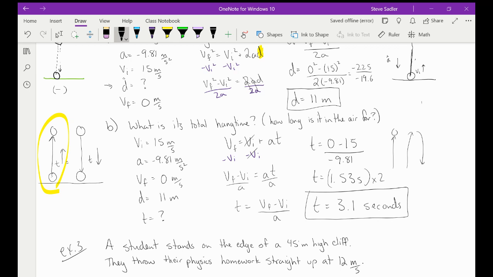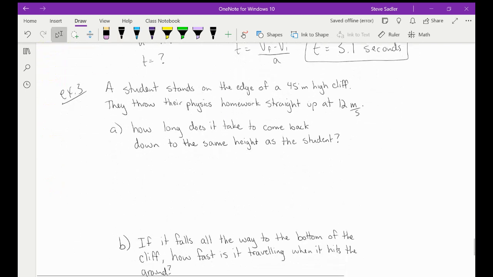Fantastic. Okay, one more practice problem, or one more example problem here. A little bit trickier, but again, I need to show you all of these things. A student stands on the edge of a 45-meter high cliff. They throw their physics homework straight up at 12 meters per second. So what we're going to assume in this problem is we have this cliff. It's 45 meters tall. The homework is getting thrown straight up, and then it's going to hit some high point, and it's going to fall all the way down to the bottom of the cliff. It says, how long does it take to come back down to the same height as the student?